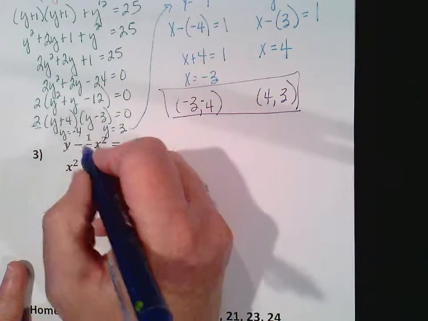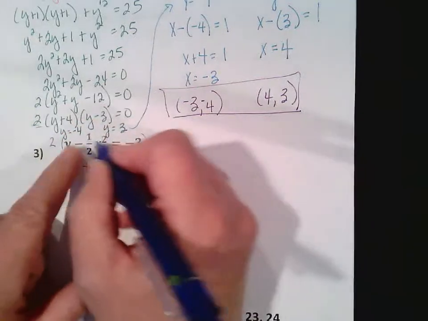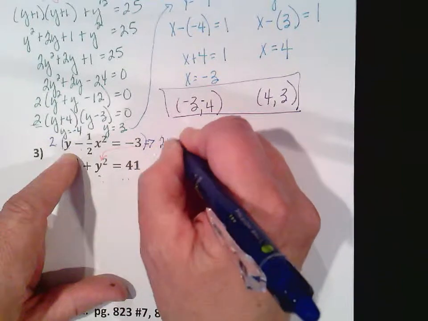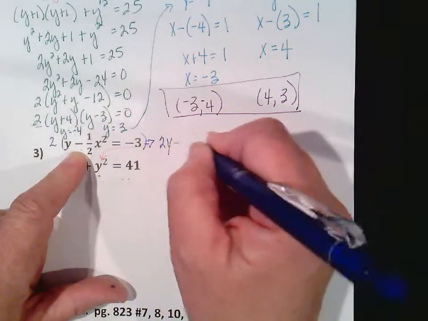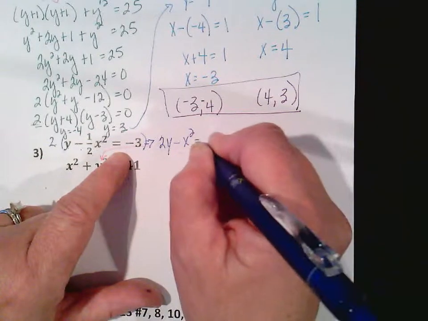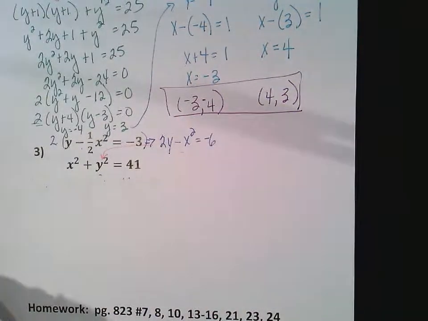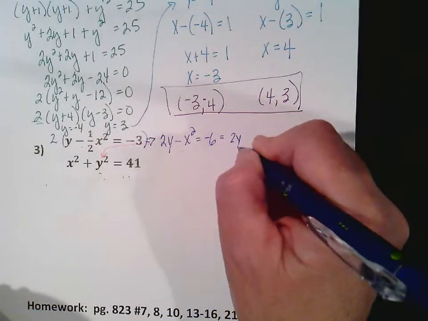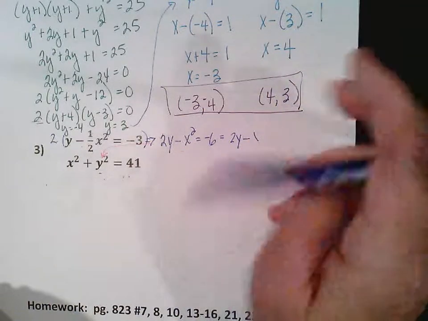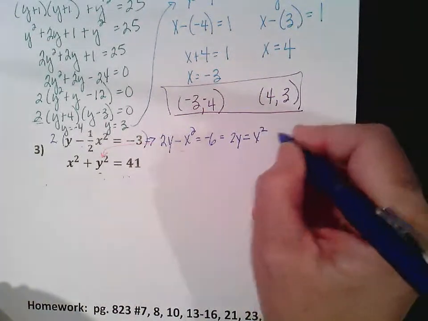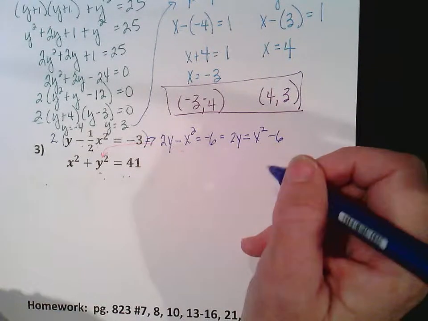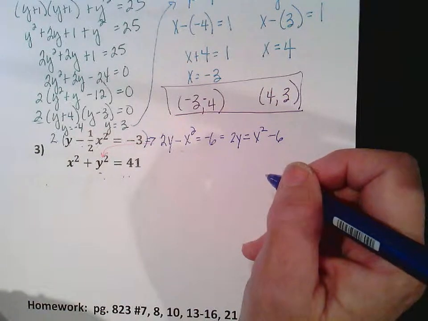First thing I'm going to do is multiply this whole thing by 2. Whenever you have a fraction, if you multiply everything by the denominator, it'll get rid of the denominator. So I have 2y. 2 times a negative 1/2 is a minus 1 x squared, and that equals negative 6. Then if I solve that so that I get y by itself, I have 2y minus x, add x squared to both sides. So x equals x squared minus 6. Okay, I'm going to pause here.